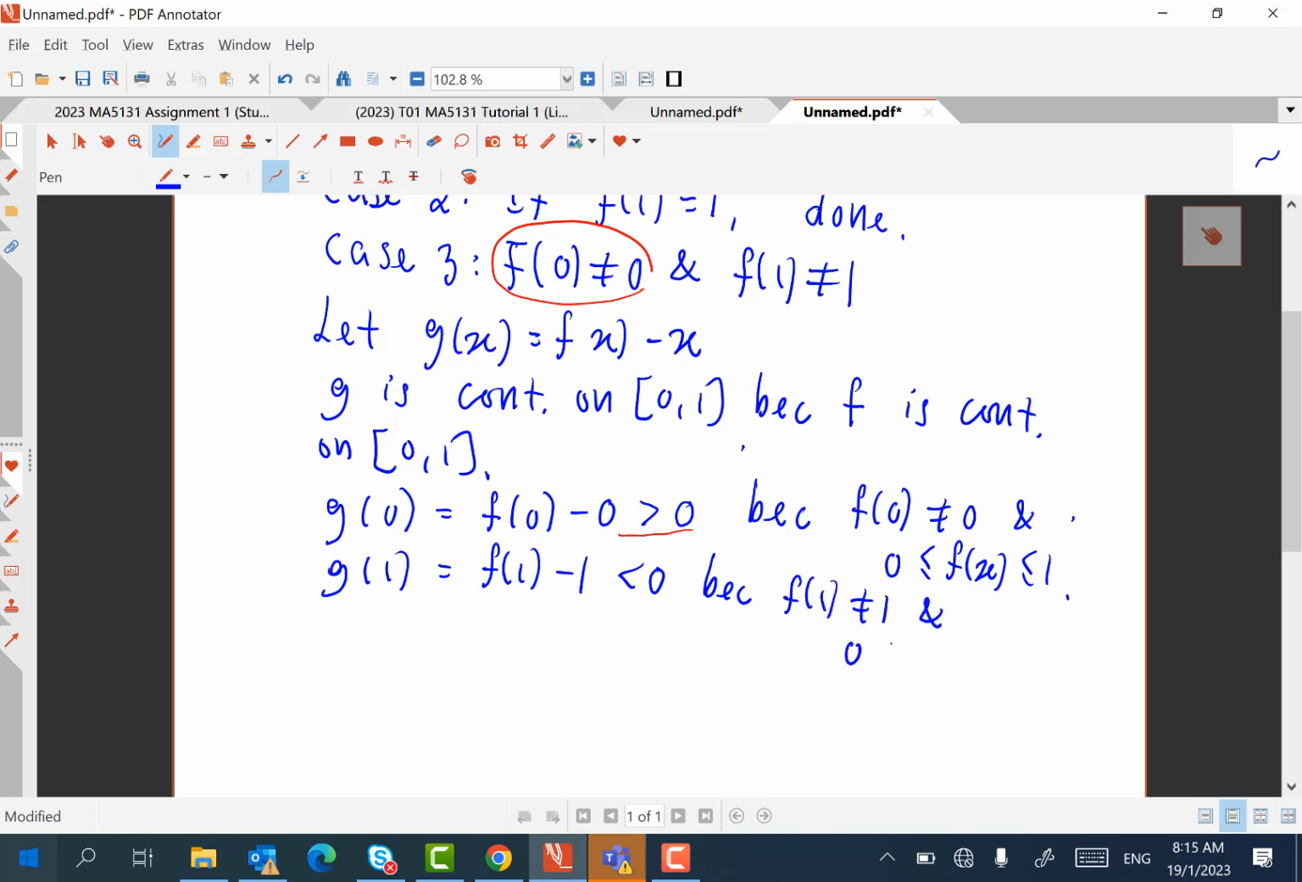And for the same reason, because f(1) is not 1, right? So therefore, in this case, f(1) must be less than 1. And something less than 1, minus 1, therefore, is negative.